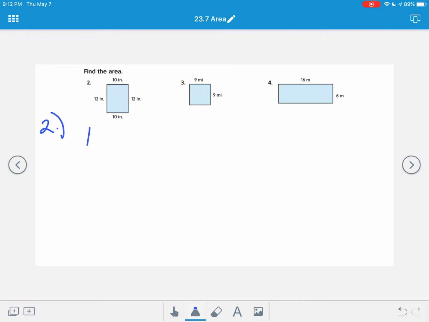Number 2. This rectangle here is 10 by 12. Area equals length times width. I want you to practice writing that out with me so that you remember the formula. You won't need to do that on your independent work, but I would like you to write that out in your journals. So our length is 12 and our width is 10.